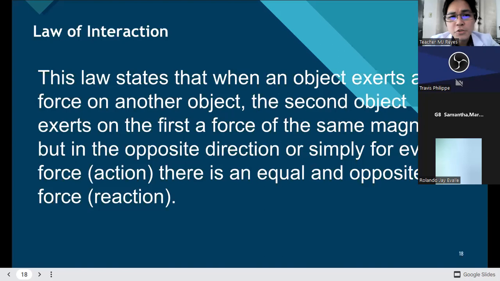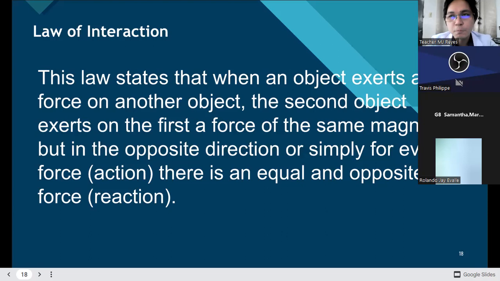The third law of motion by Newton is the law of interaction. This law states that when an object exerts a force on another object, the second object exerts on the first a force of the same magnitude but in the opposite direction, or simply, for every force or action, there is an equal and opposite reaction. In another book, it states that in every action, there is always an equal and opposite reaction.